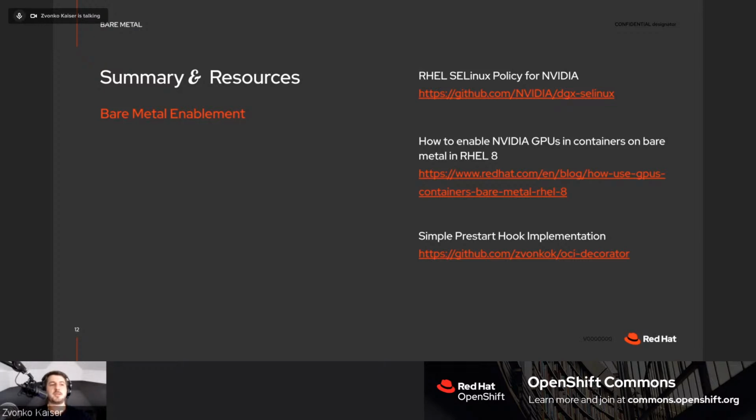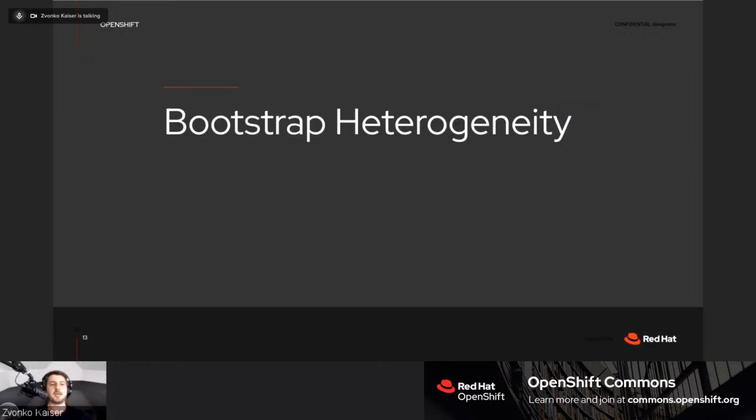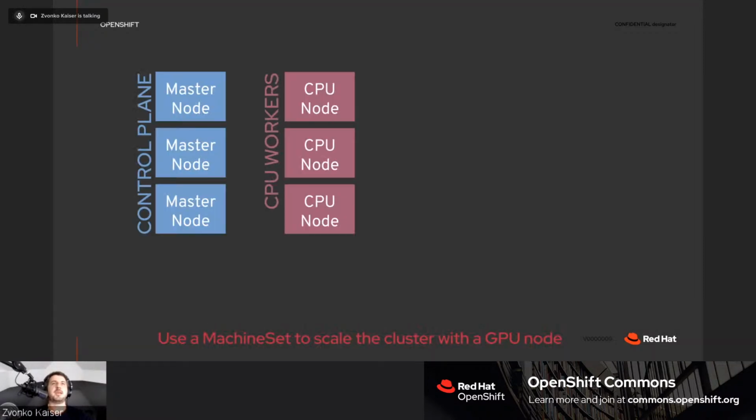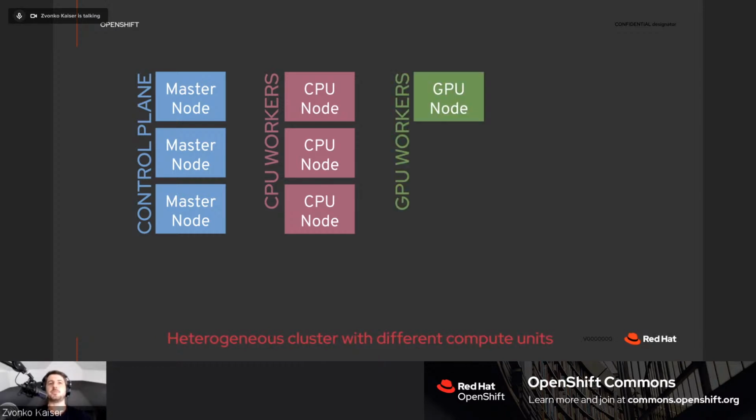So now that we know how it works on a bare metal, we need to think how to enable it on OpenShift. And one really important topic is bootstrapping heterogeneity. So if we are taking a default install with 3 master nodes and 3 CPU nodes, we can use a machine set to scale a cluster with your GPU node. So you can just use a CPU machine set that you have already in your cluster installed, change the instance type, scale it up, and you have a GPU node.